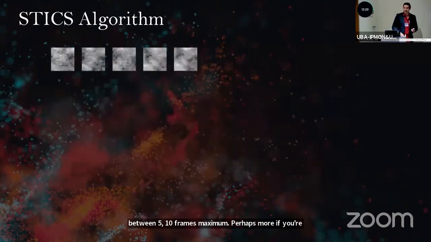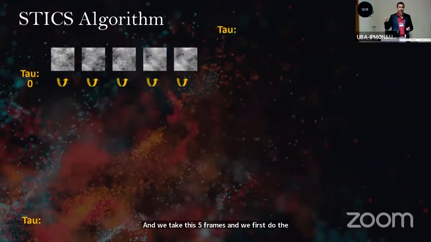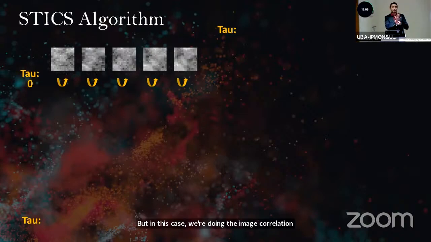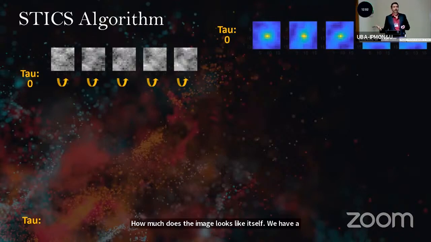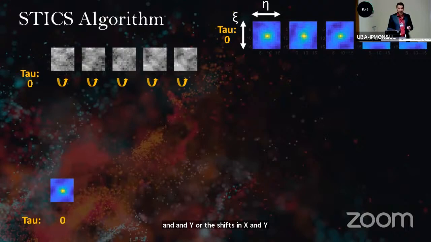And we take these 5 frames and we first do the autocorrelation of each of them with themselves, like I showed you with STICS. But in this case, we're doing the image correlation spectroscopy, not just how much the image looks like itself. We have an image correlation function for each of these comparisons, which shows how, as the delay in X and the delay in Y, or the shifts in X and Y, change, the values of this correlation function change.